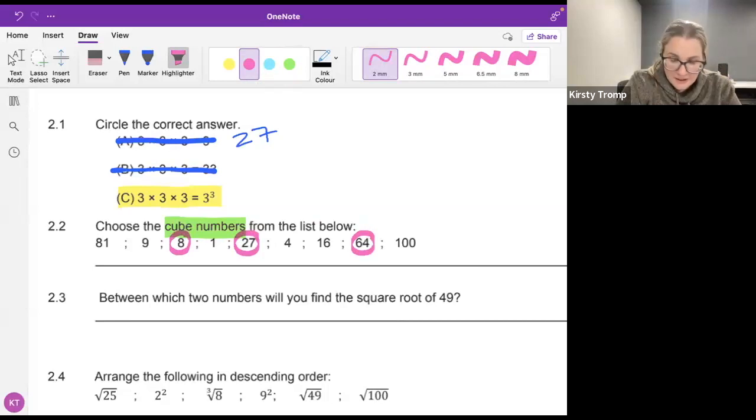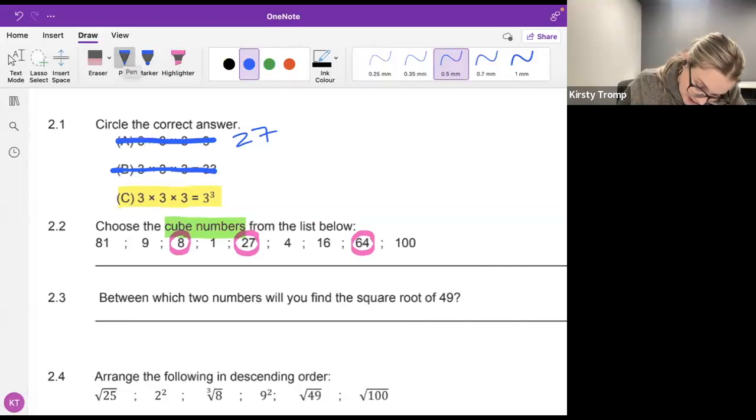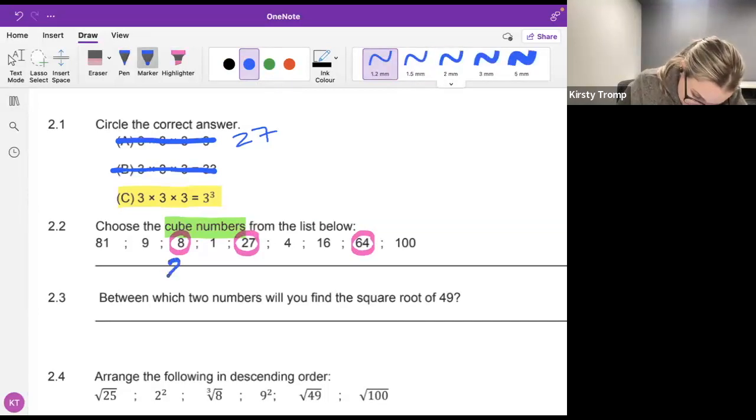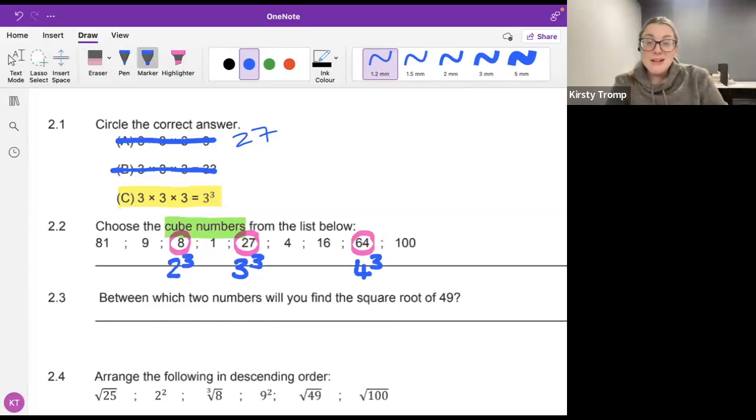Okay, so if we're looking at the number 8, 8 is the same thing as saying 2 to the power of 3. 27 is the same thing as saying 3 to the power of 3. And 64 is the same thing as saying 4 to the power of 3. So well done. Thank you so much, Christina. Be careful, guys. Make sure you are reading the question very carefully.